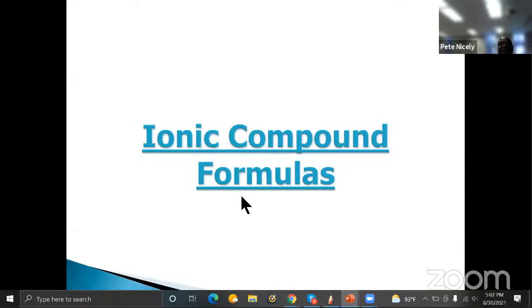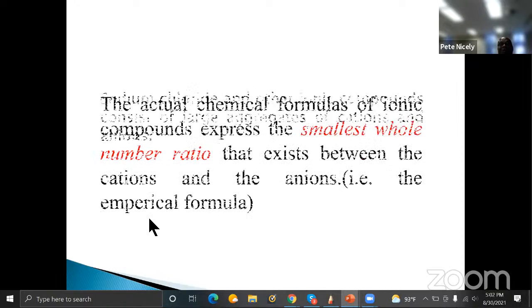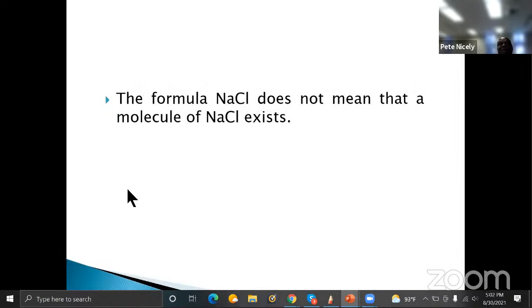Now, let's talk about ionic compound formulas. When we talk about the formula for an ionic compound, we're talking about a formula that expresses the smallest whole number ratio that exists between the cations and the anions. In other words, we're talking about the empirical formula for the compound. The key thing you need to remember here is that unlike in the case of a molecular compound, there's no such thing as a molecule that exists for ionic compounds.